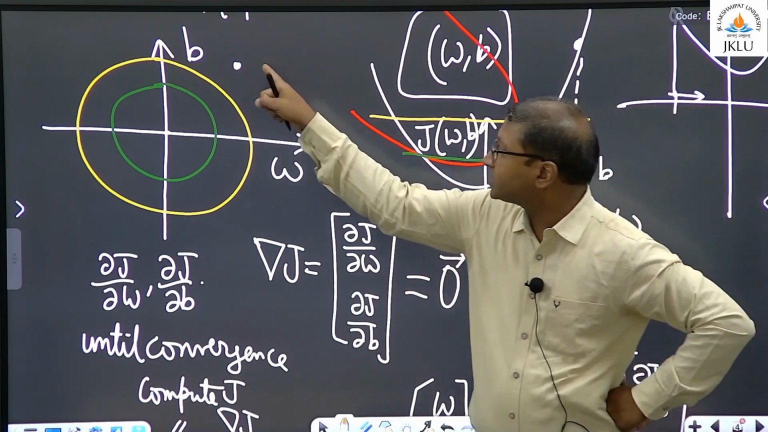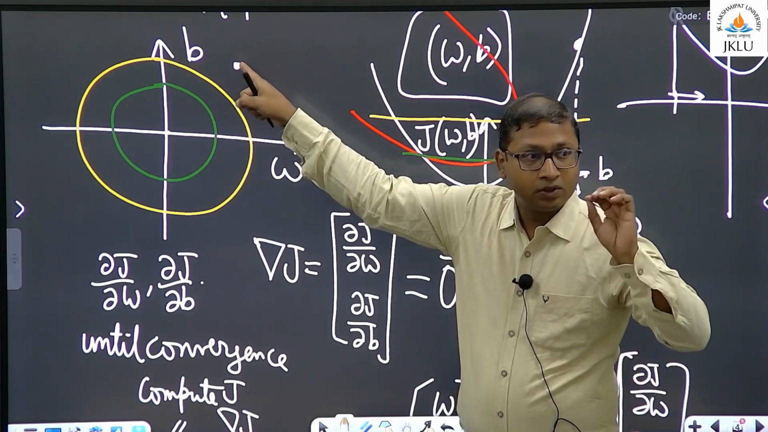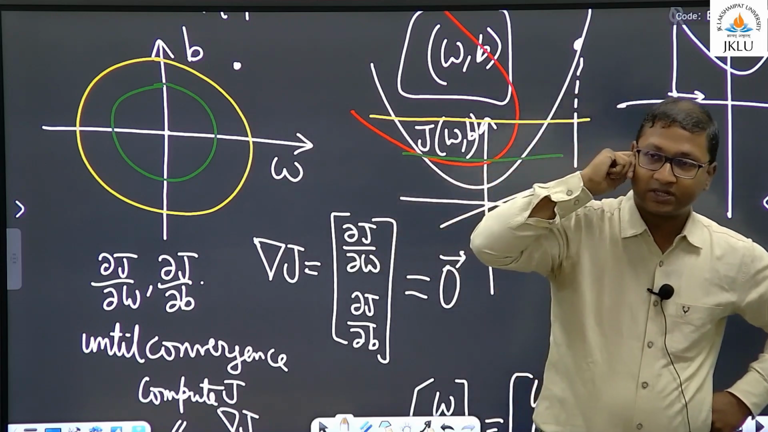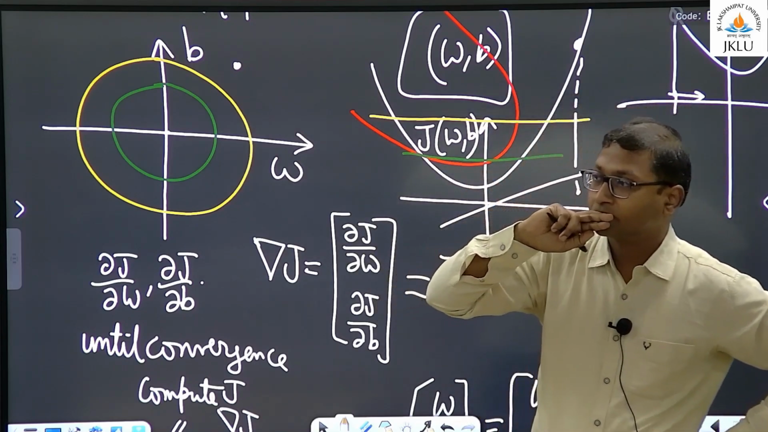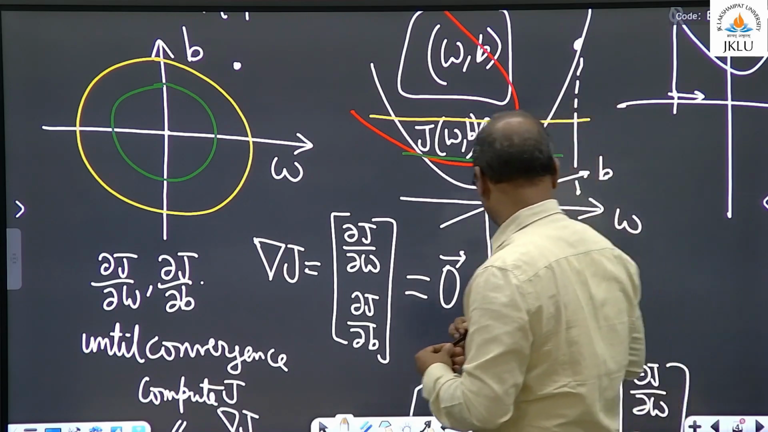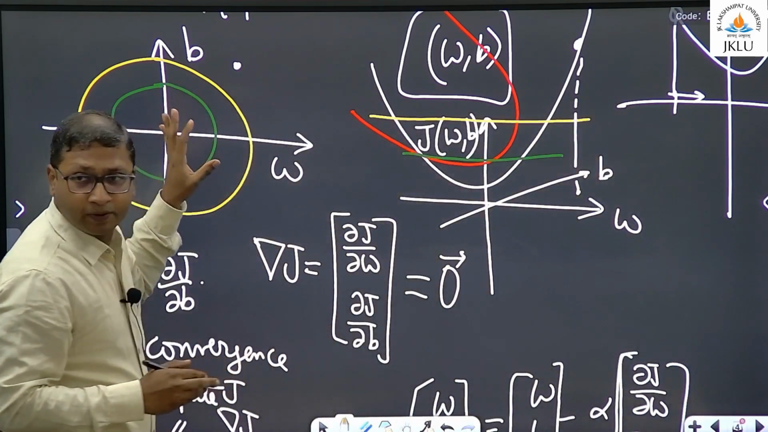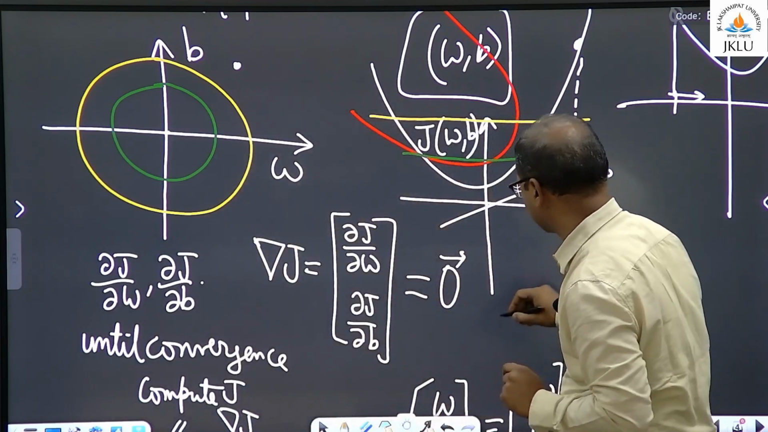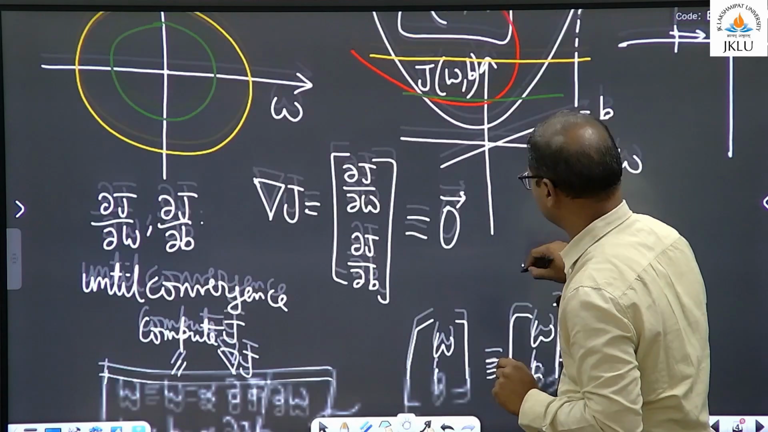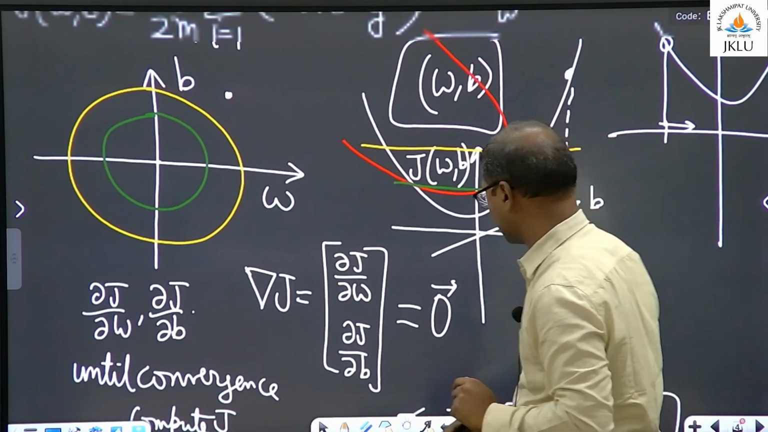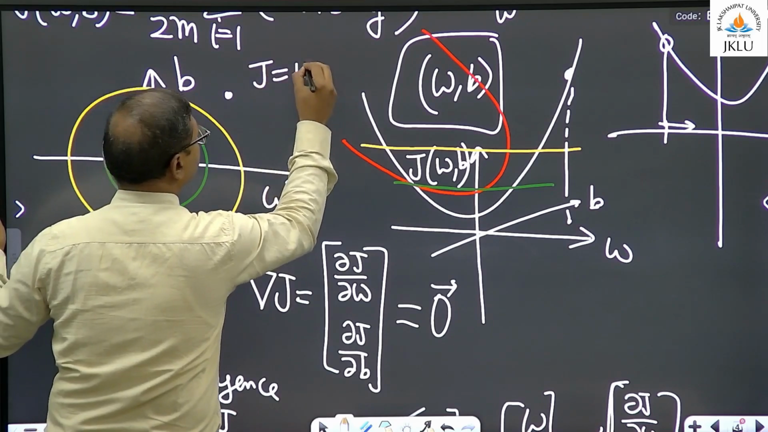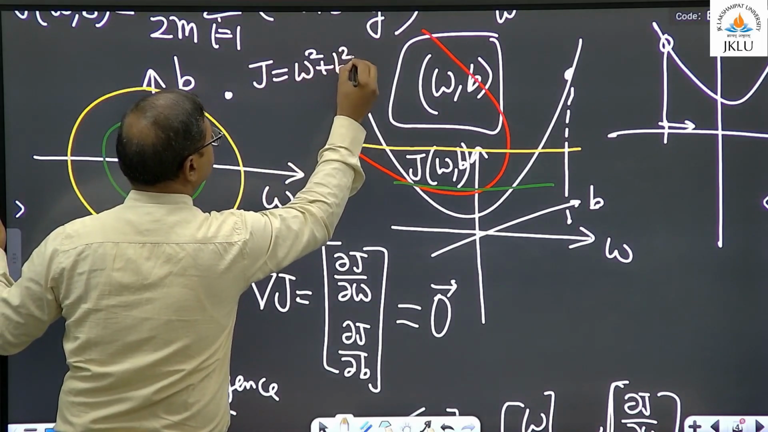Now my question is, I have some non-zero value of gradient here. What does that mean? Let us try to compute. So let me make my function even simpler. I have this function now, let's say J equal to w square plus b square.